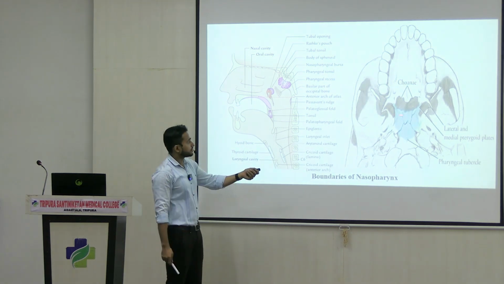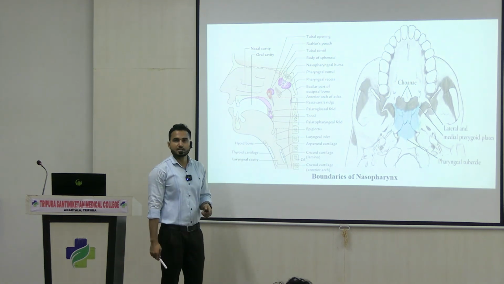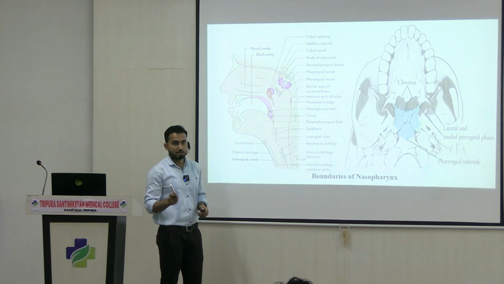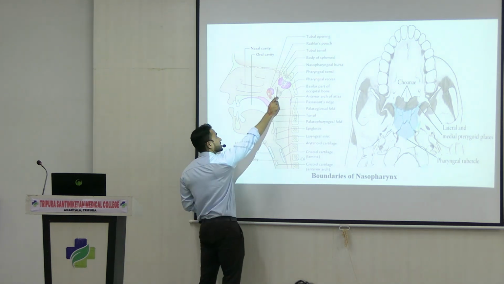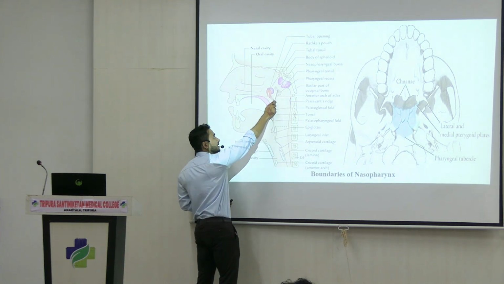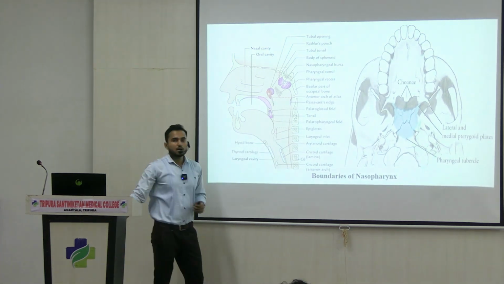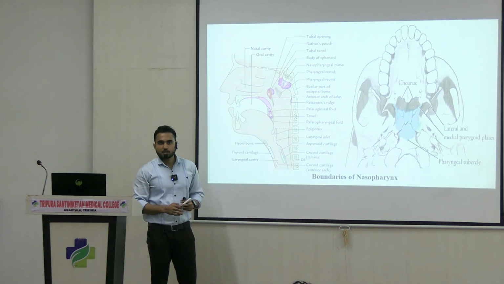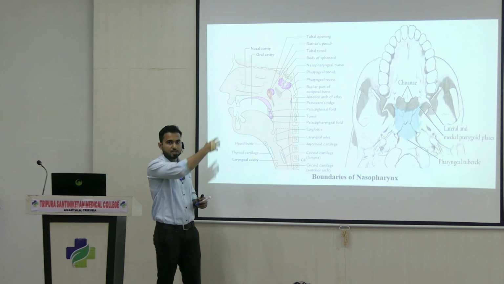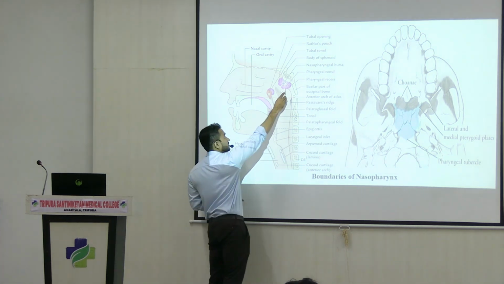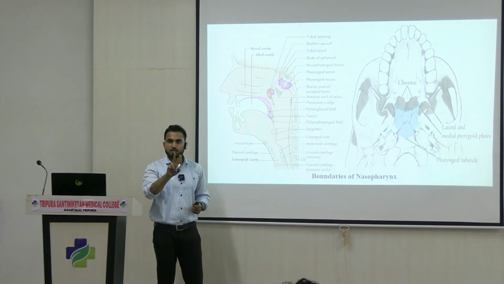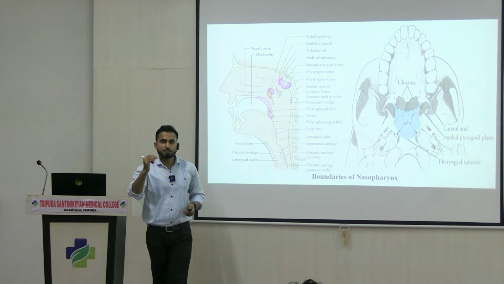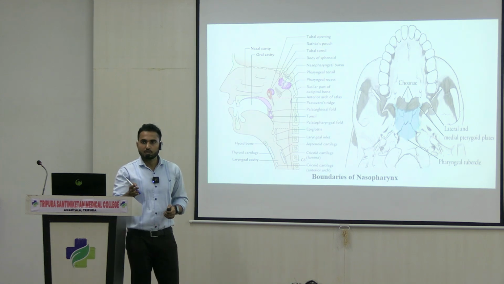So 2 diagrams are present. With the help of these 2 diagrams we will try to understand the boundaries of the nasopharynx. Can you see the nasal cavity? As I said, 3 divisions are there, and this is the nasopharynx. With the help of this diagram, first we will understand the boundaries. Next, can you see the things shown over here? These will be the features of the nasopharynx. First the subdivision, then the boundaries of the subdivision, and then the features present in that particular subdivision.